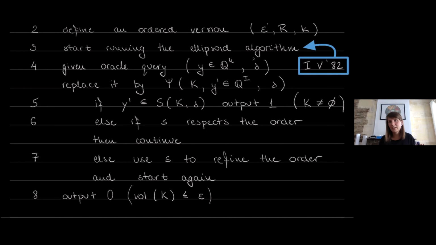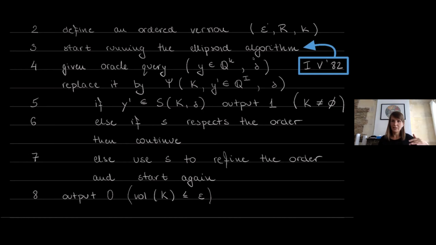And at the end, we basically run this procedure, and all the time there is an option that we will find something in K. So if in the process of running this algorithm the separation oracle asserts that K is non-empty, then the algorithm will output one at some point. And if it never happens, then we output zero and assert that the volume of the SDP is smaller than or equal to epsilon.